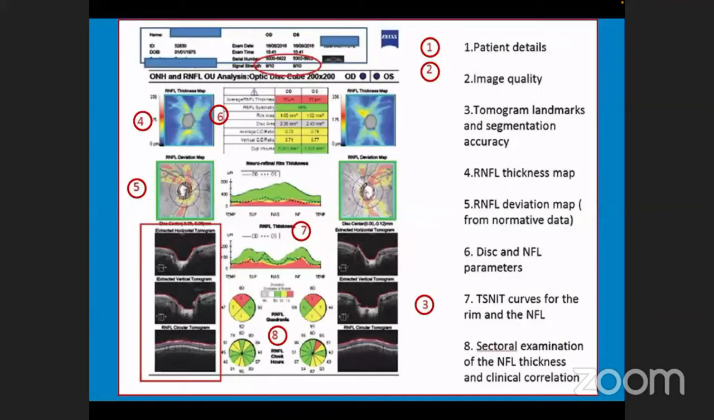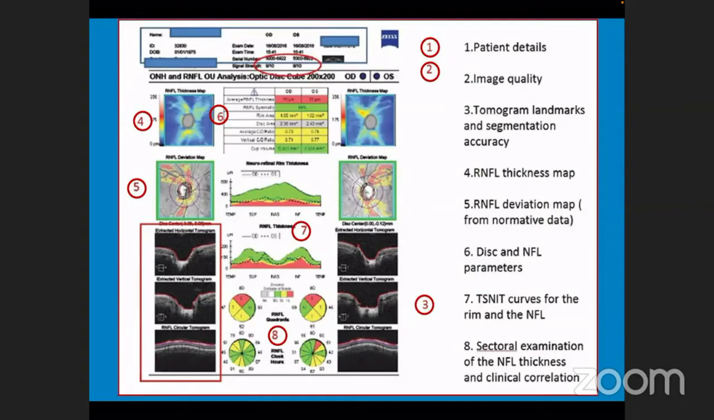Today, for the sake of discussion, we will focus on one printout that is of Zeiss Cirrus, as it is very commonly seen. We can differentiate into different zones. First, foremost, the patient details, followed by the image quality. It should be more than or equal to 6. Then comes the first map, that is RNFL thickness map, followed by the RNFL deviation map.